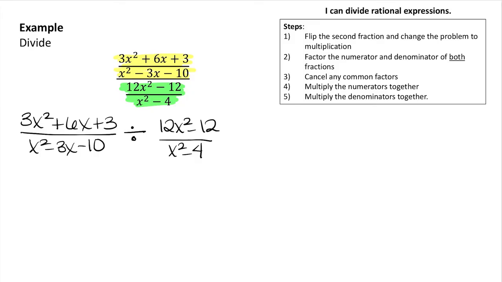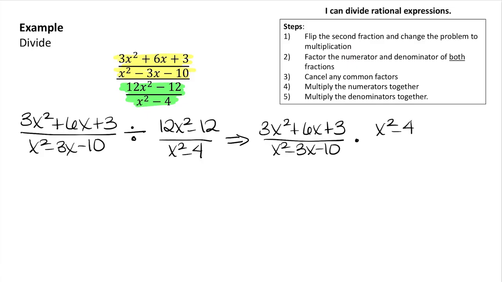So now I'm going to use my regular division steps, right? So I'm just going to go ahead and rewrite this. I'm going to keep the first fraction as is, so 3x squared plus 6x plus 3 over x squared minus 3x minus 10. Change the sign to multiplication, and then I'm going to flip the second fraction. So I have x squared minus 4 over 12x squared minus 12. Okay, so now we're back to our regular division steps. So we have, number everything so we can keep track of our work. And then we're going to go ahead and just factor wherever possible.